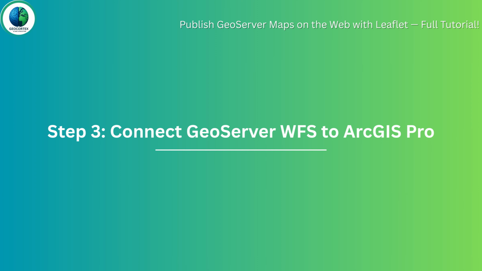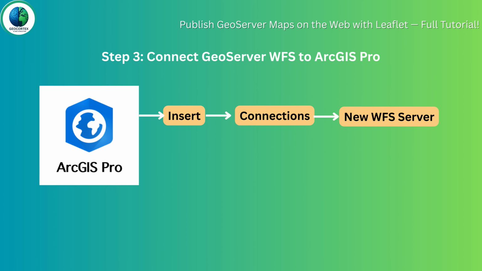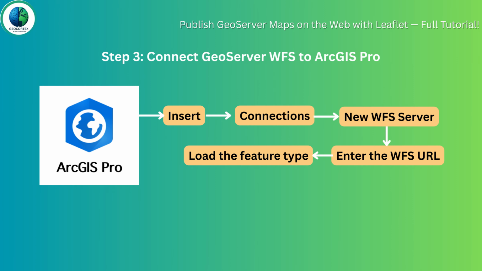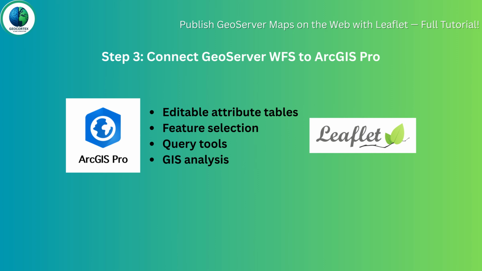Step 3. Connect GeoServer WFS to ArcGIS Pro. Now let's test vector capabilities. In ArcGIS Pro, Insert, Connections, New WFS Server. Enter the WFS URL. Load the feature type. This time, you're not loading images. You're loading real vector data. ArcGIS Pro allows editable attribute tables, feature selection, query tools, GIS analysis. Compared to Leaflet, slightly slower loading, much richer interactivity. This shows the difference between WMS and WFS.